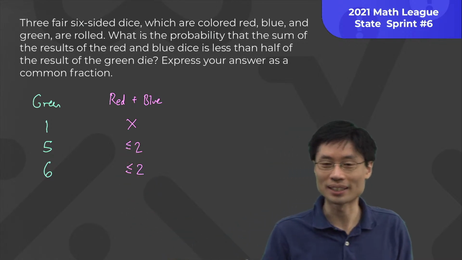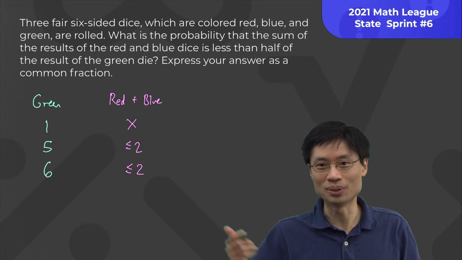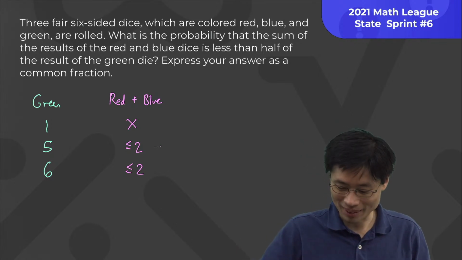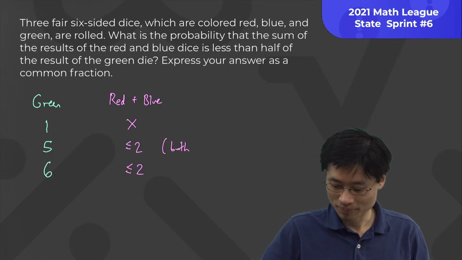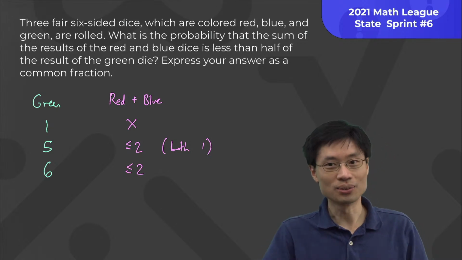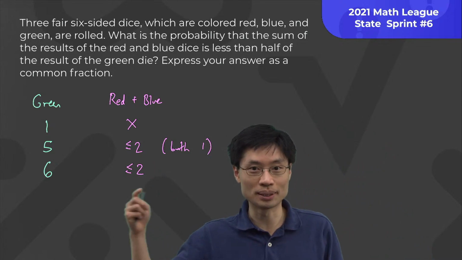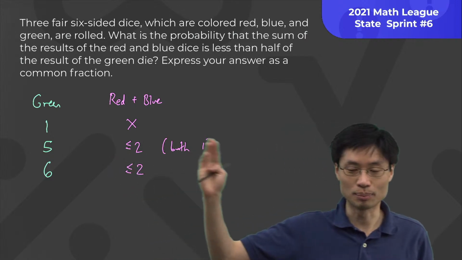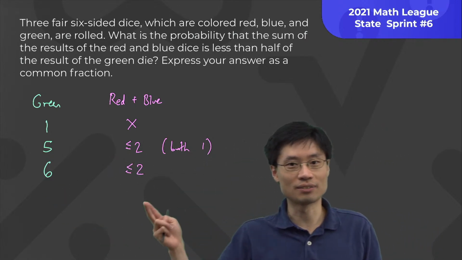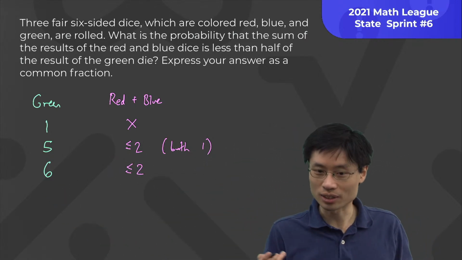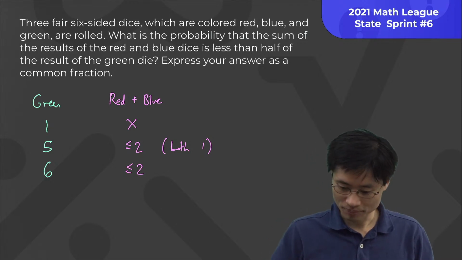So now it's actually quite nice, because in order to get red and blue to be less than or equal to 2, that means both are 1. So really, I just have 2 different possibilities. Green is 5, red and blue are both 1, or green is 6 and red and blue are both 1. So I've got 2 legitimate possibilities.